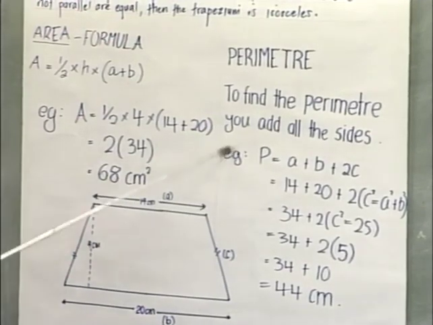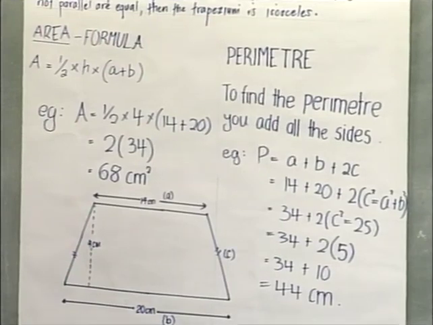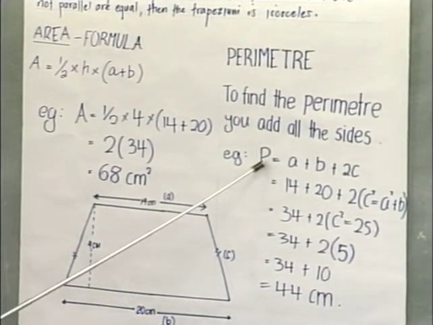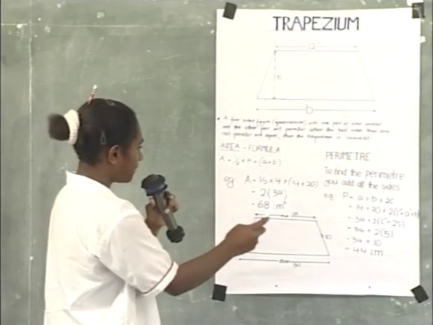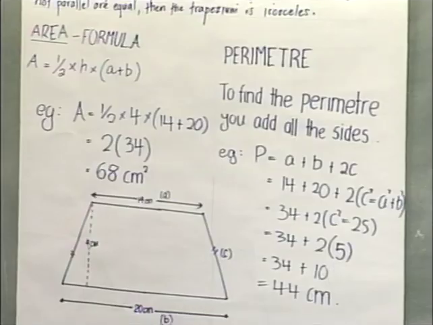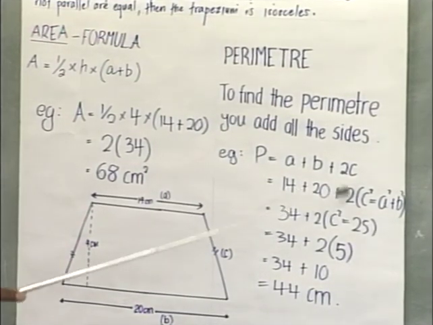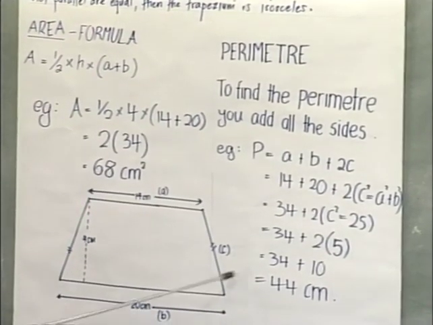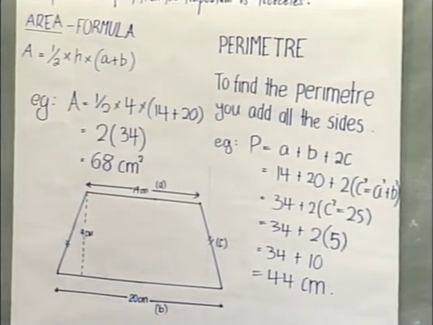To find the perimeter, like all quadrilateral shapes, you have to add all the sides. So we found the perimeter of the trapezium by adding all the sides. The perimeter equals A plus B plus the two non-parallel sides, which are equal, so 2C. 14 plus 20, but C is not given, so we have to use the Pythagoras theorem to find C. C squared equals A squared plus B squared.